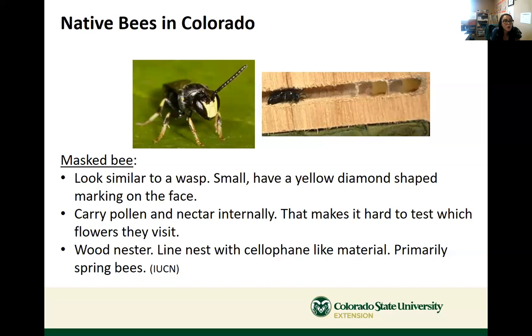Now, this bee is a wood nester. They chew cavities in wood, like you can see in this picture here, with their mandibles. And then they will line that nest, again, with a cellophane-like material that they secrete. And these are going to be primarily spring bees. These bees are out in the spring. So it's super important to have early blooming plants, because a lot of these bees are only out early and they need pollen early.